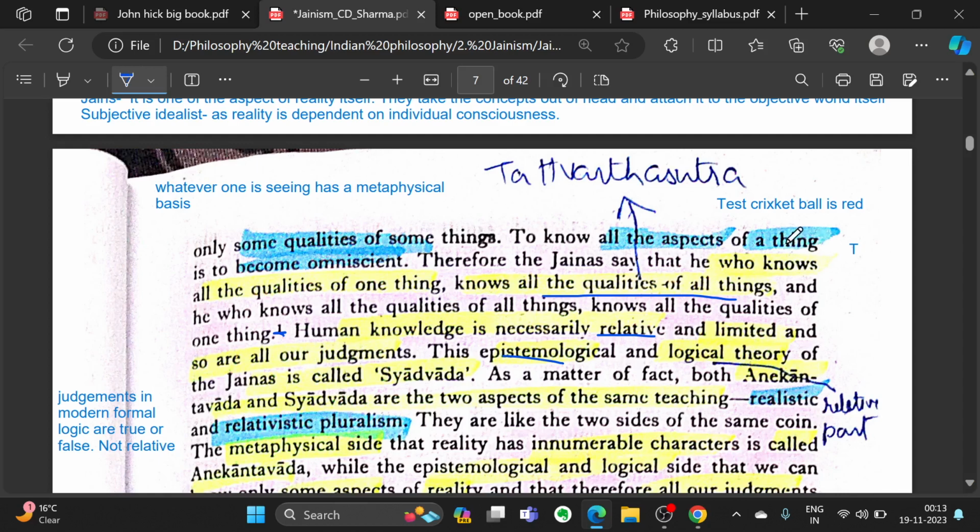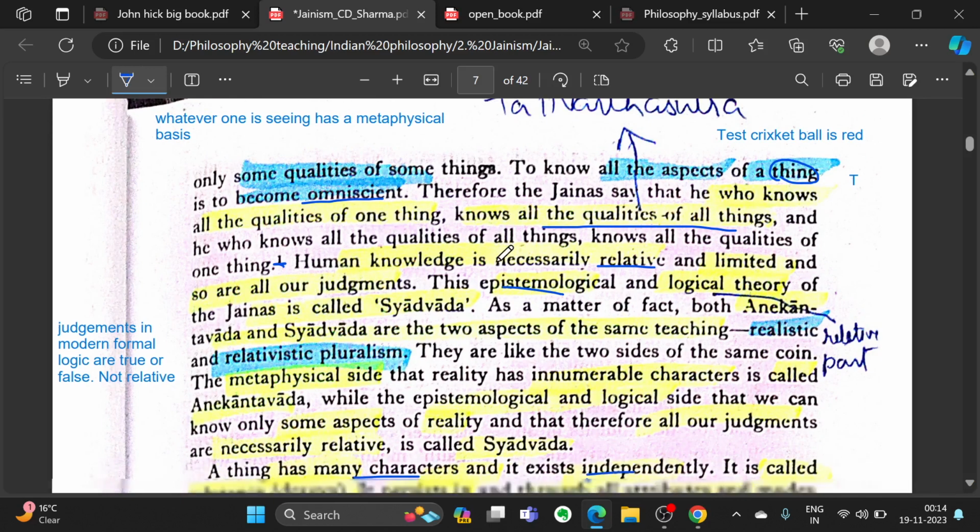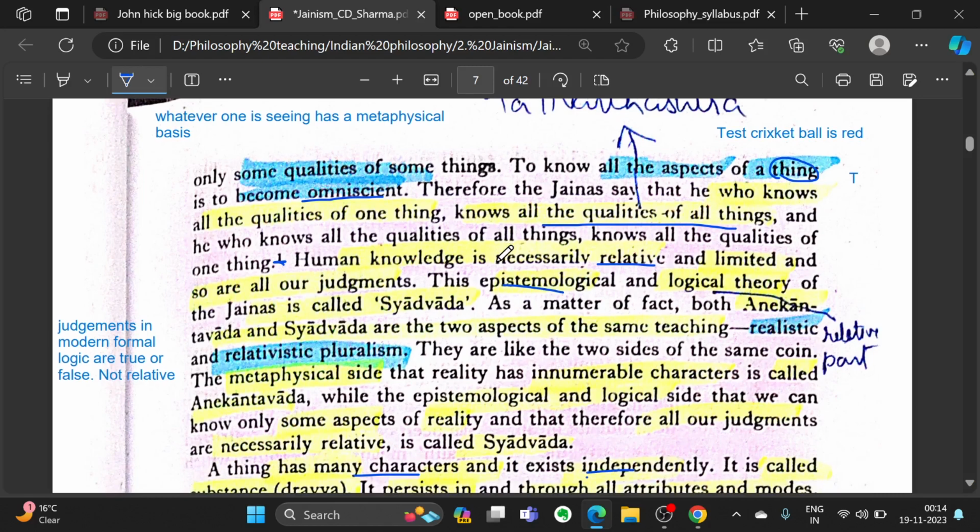Now, because a thing has infinite aspects, knowing completely about a thing would mean that you have infinite knowledge, right? And that is why knowing completely about a thing will mean being omniscient. Therefore, the Jainas say that he who knows all qualities of one thing knows all qualities of all things, and he who knows all qualities of all things knows all qualities of one thing. I think this is obvious now because a thing has infinite number of sides. So if you can know one thing, you have infinite knowledge, and if you have infinite knowledge, you can know everything that there is. Simple.